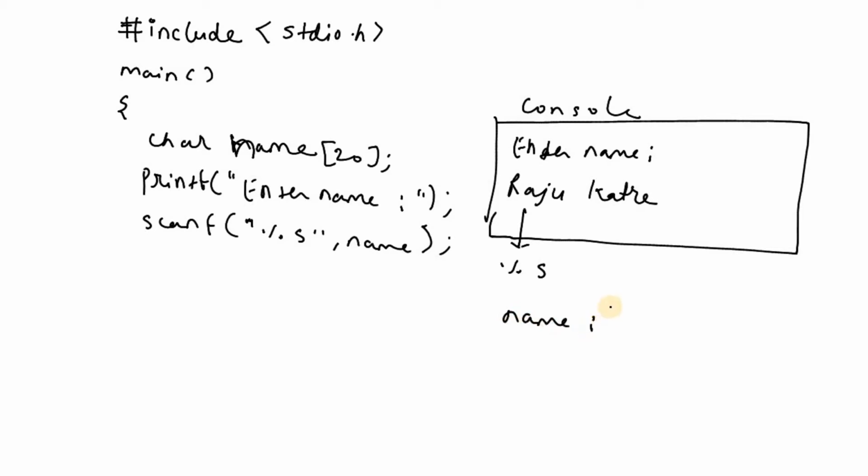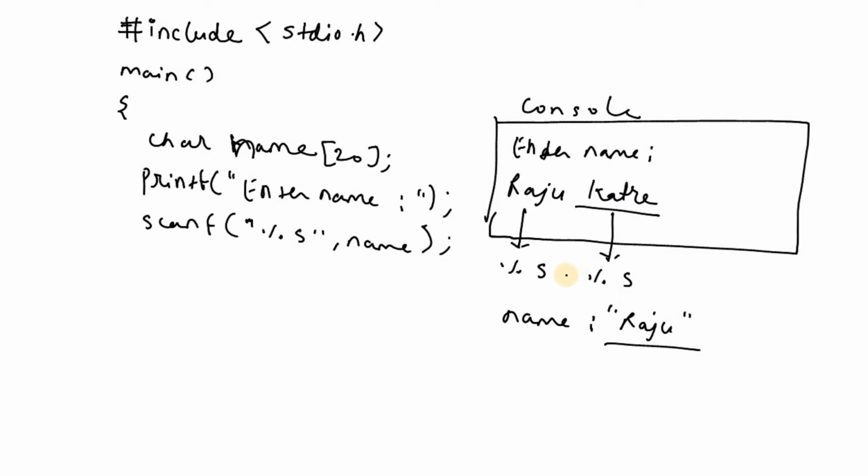Here name gets Raju, and it looks for a second %s to read the value Katre. But we specified only one format in scanf. That's why only Raju is collected, and it will omit Katre.